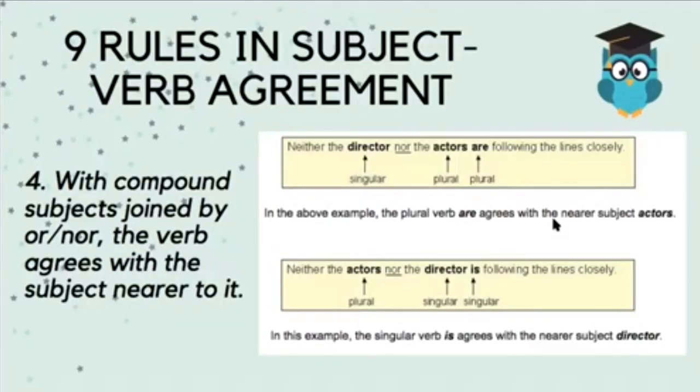So always, if you use the word or, nor, you have to find the subject that is near the verb. So always find the closest to it. Okay, that's number 4. That's pretty easy.